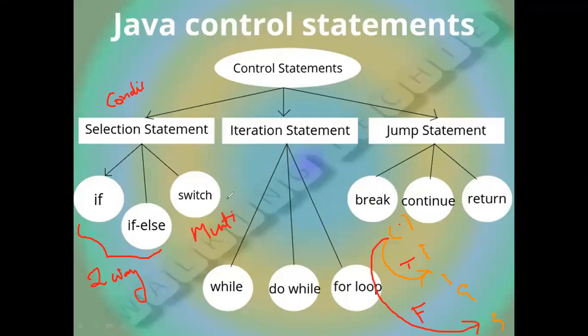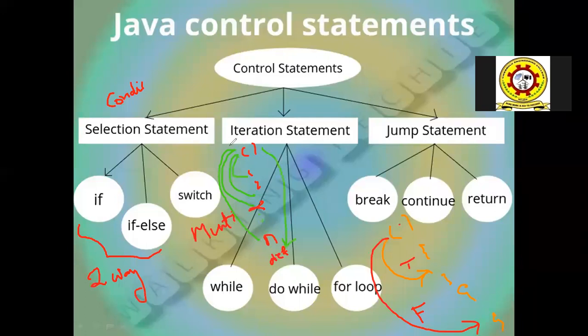Coming to the multi-way selection statement, the example is switch case. In switch, we have case 1, case 2, case 3, and so on, case n, and finally a default case. Depending upon a condition, we are going to execute either case 1 or case 2 or case 3 or case n. In case all the cases fail, the compiler is going to execute the default case. So here, depending upon a condition, we have n number of selections.